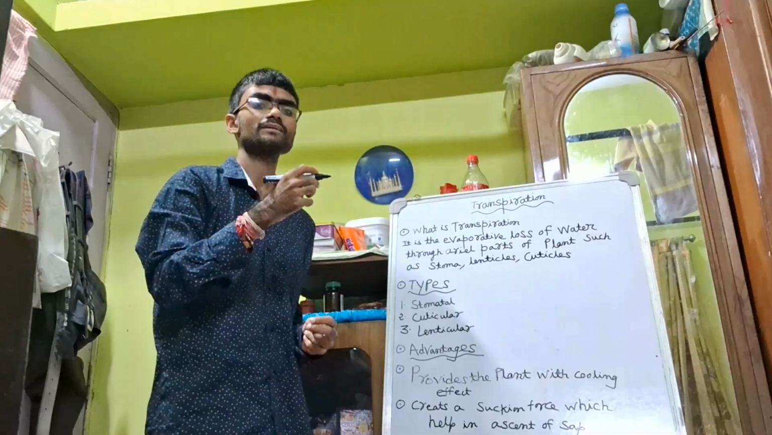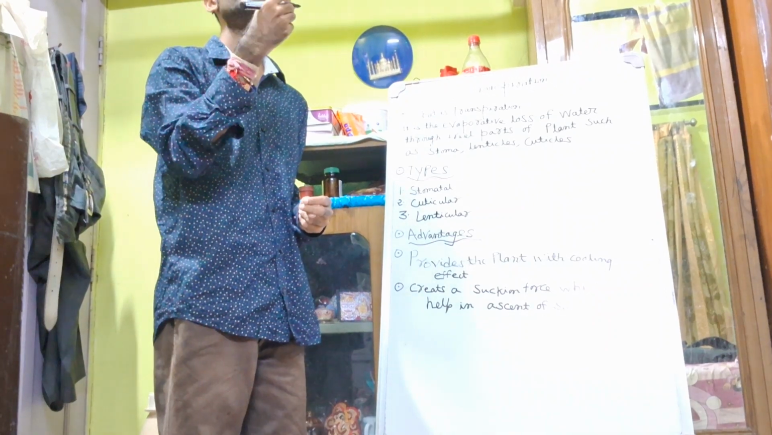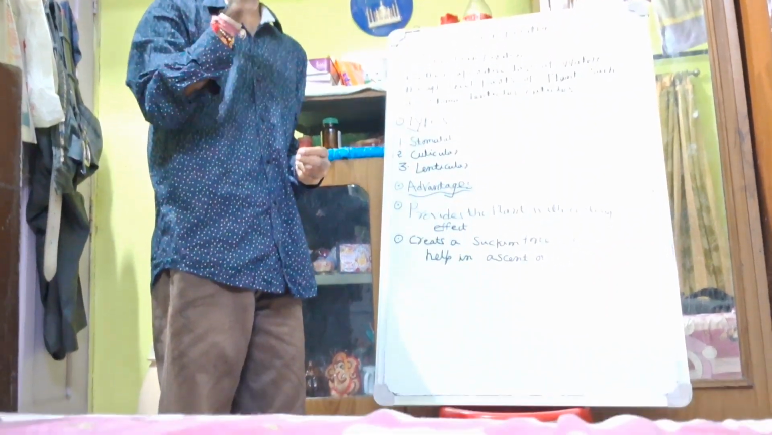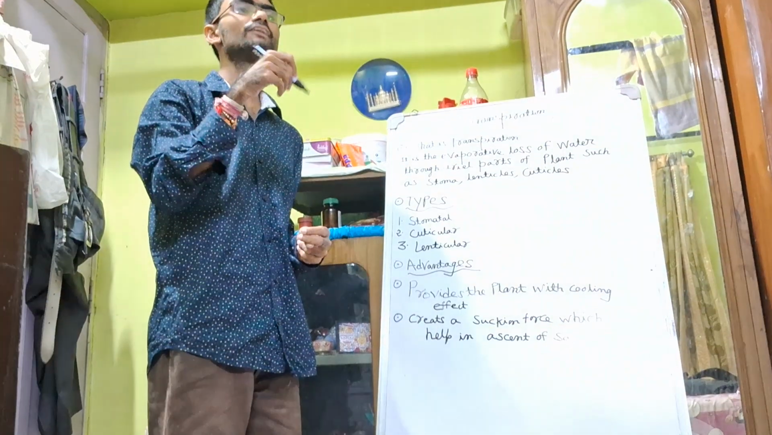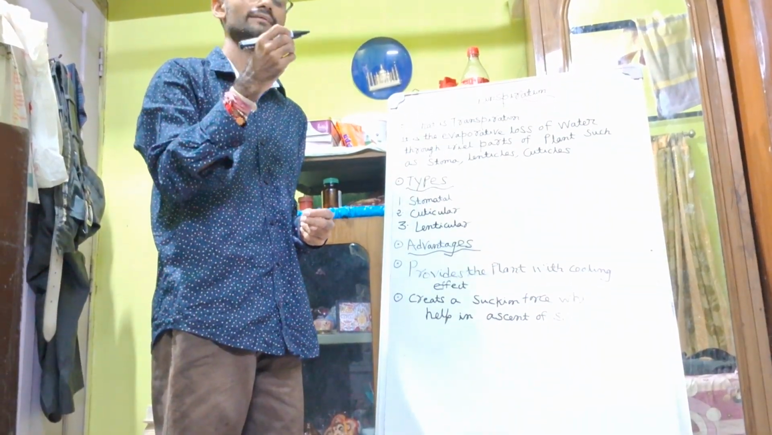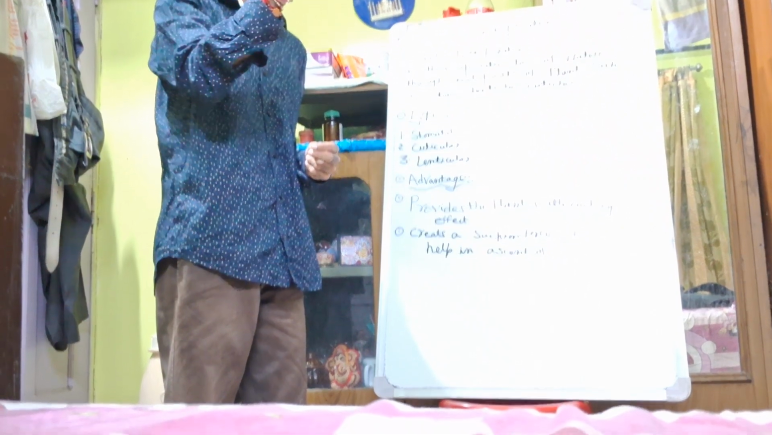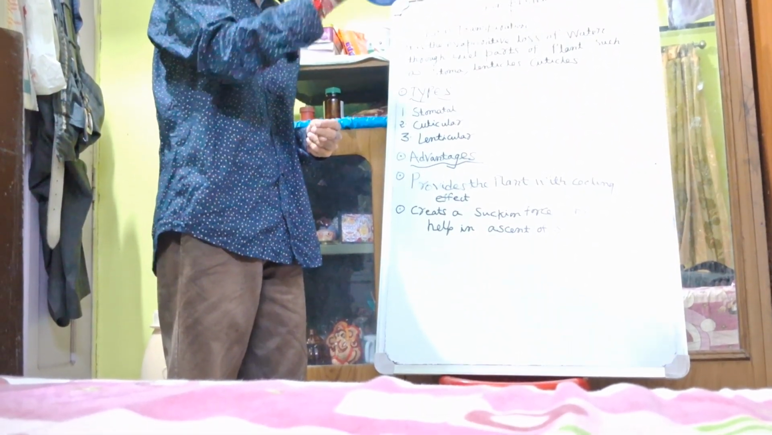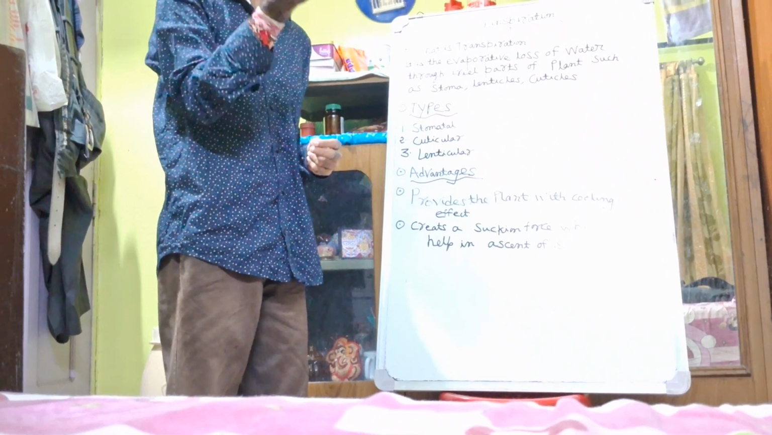The next point is transpiration induces a ripening effect in fruits. In various fruits, transpiration induces increased secretion of ethylene. Ethylene is a hormone which is called the ripening gas. It induces ripening of fruit. So when transpiration increases the production of ethylene, ripening of fruits also occurs.